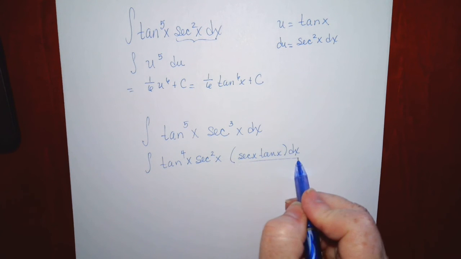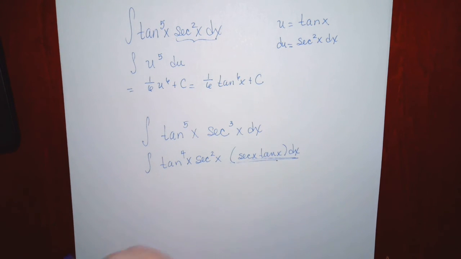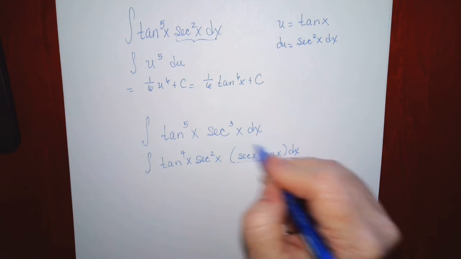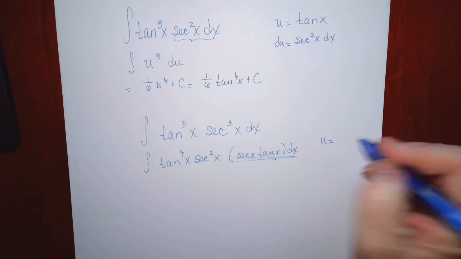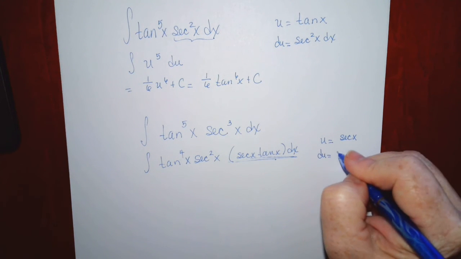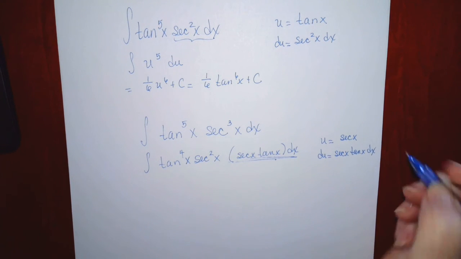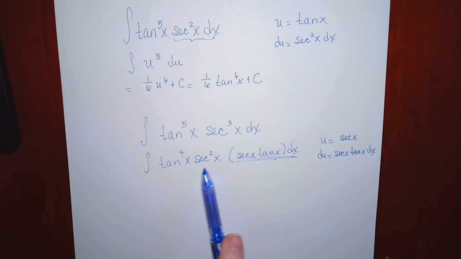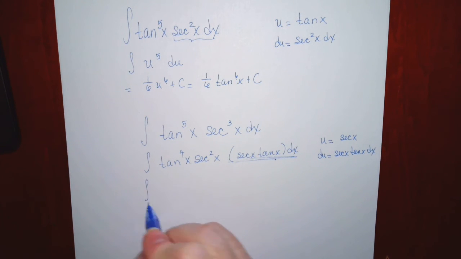If that is what I've pulled off sitting over here waiting to be du, what must u be? If this is going to be du, then the u that we're going for is going to be secant x. So du would be secant x tangent x dx. So I've got a secant squared here, but I'm going to have to rewrite this tangent to the fourth in terms of secants. So I'll use the Pythagorean identity.